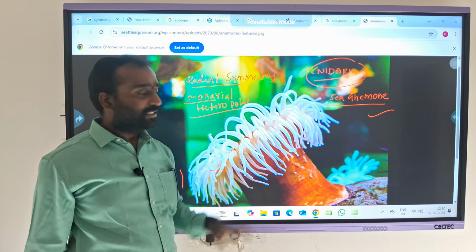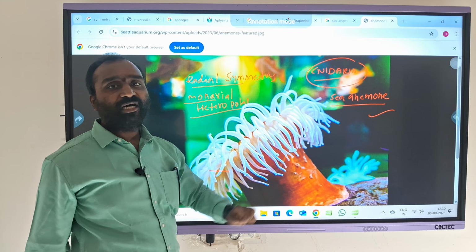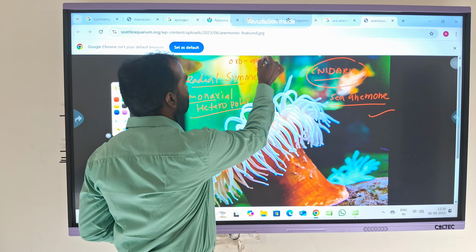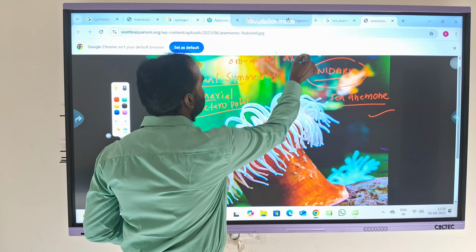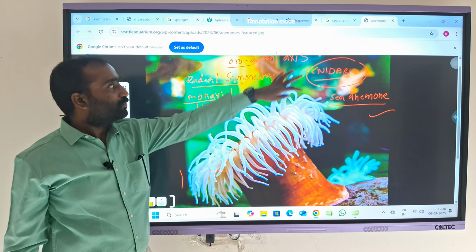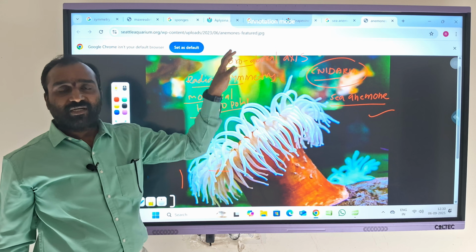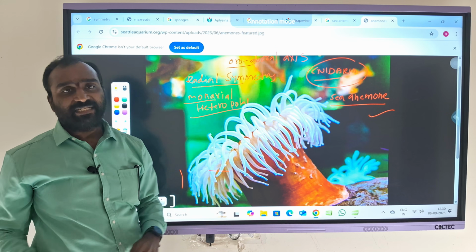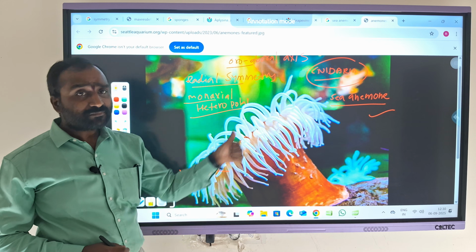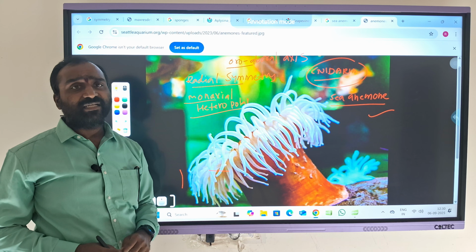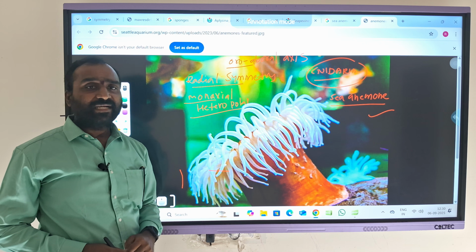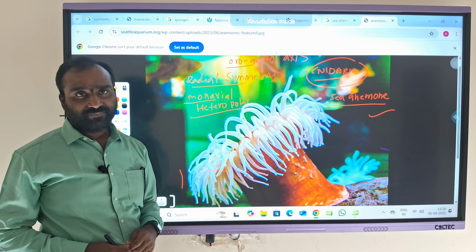Got it? And it will have an oro-aboral axis. This is also important. Oro-aboral axis. Oro, oral, mouth; aboral, opposite. So here also we find an oro-aboral axis, or a mid-axis or central axis. So this is about what? Radial symmetry or monaxial heteropolar symmetry. Am I clear?